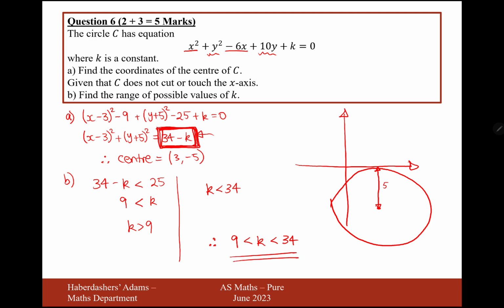So there we are. That's the answer for question 6, worth a total of 5 marks. Let's now have a look at question 7.